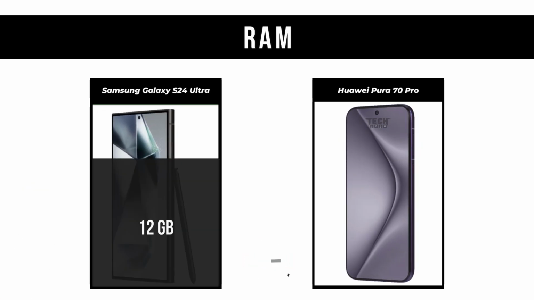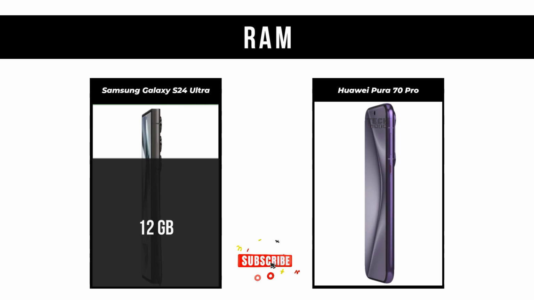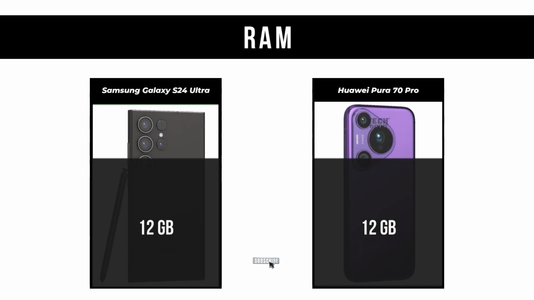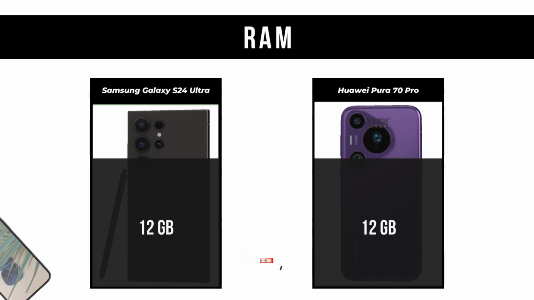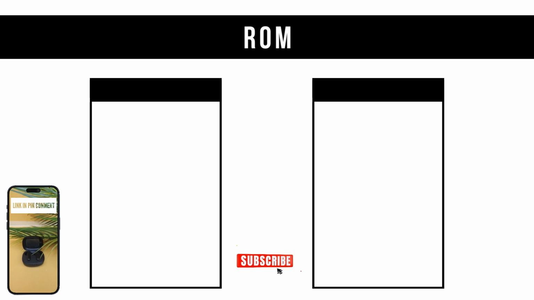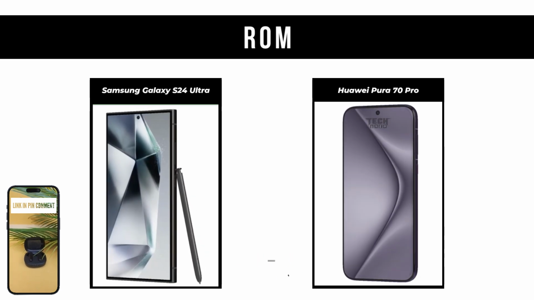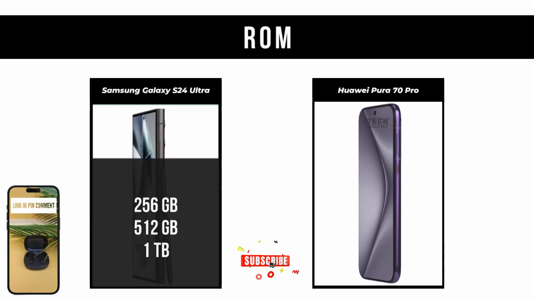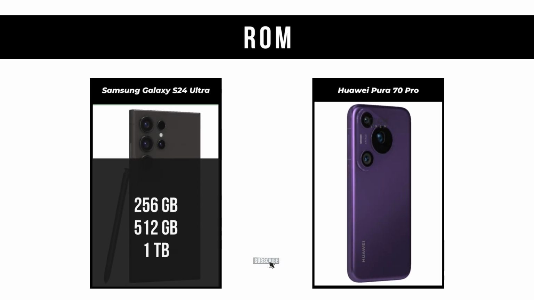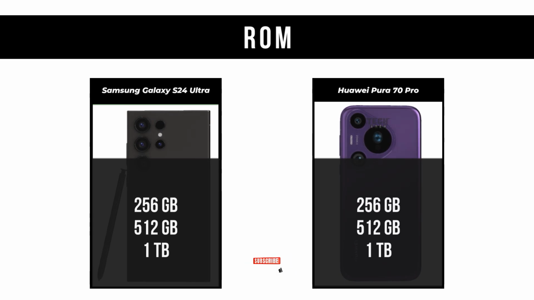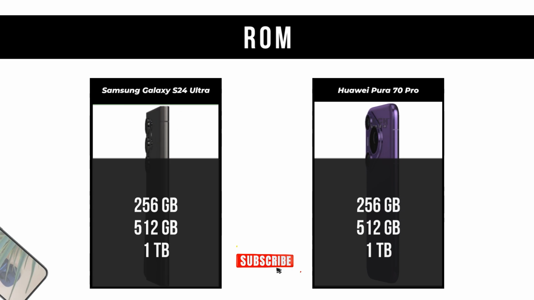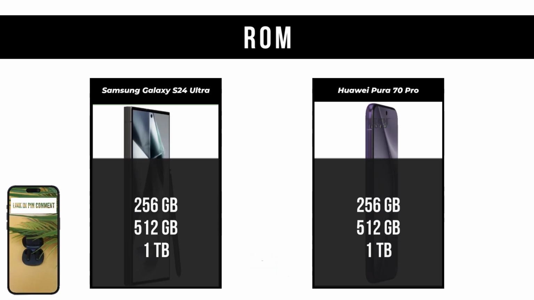RAM. Samsung Galaxy S24 Ultra is 12 GB. Huawei P70 Pro is 12 GB. ROM. Samsung Galaxy S24 Ultra is 256 GB, 512 GB, and 1 TB. Huawei P70 Pro is 256 GB, 512 GB, and 1 TB.